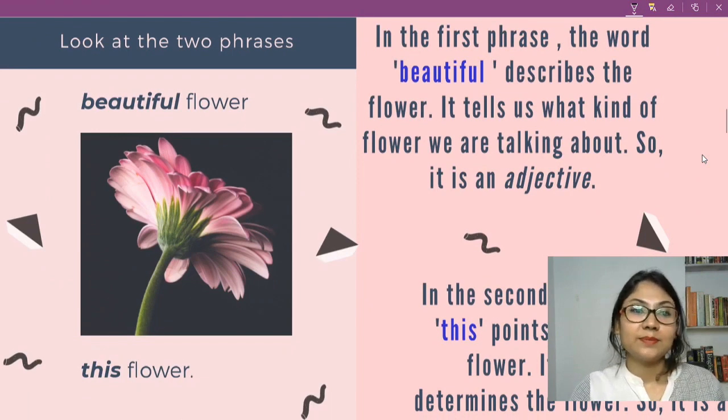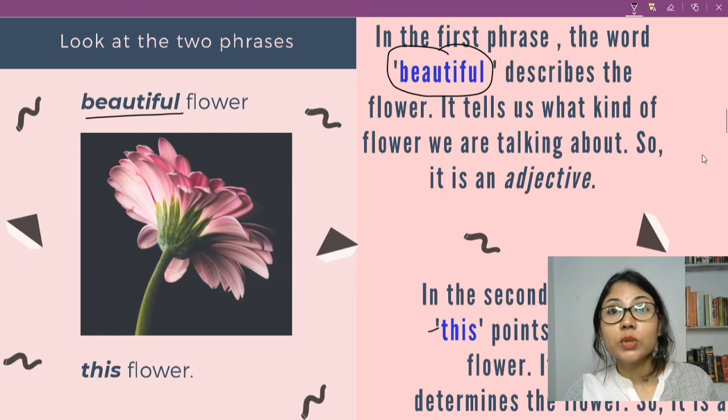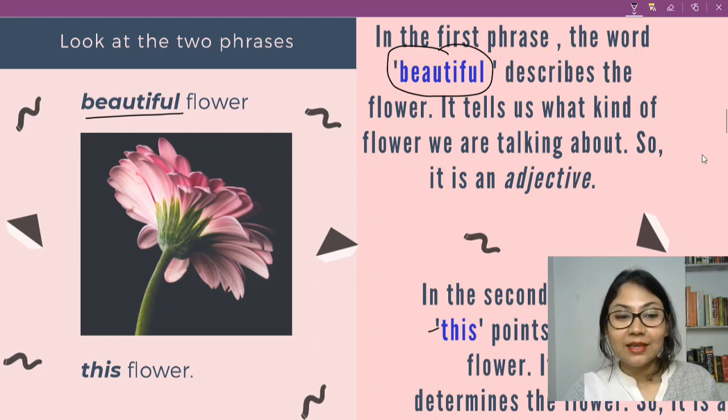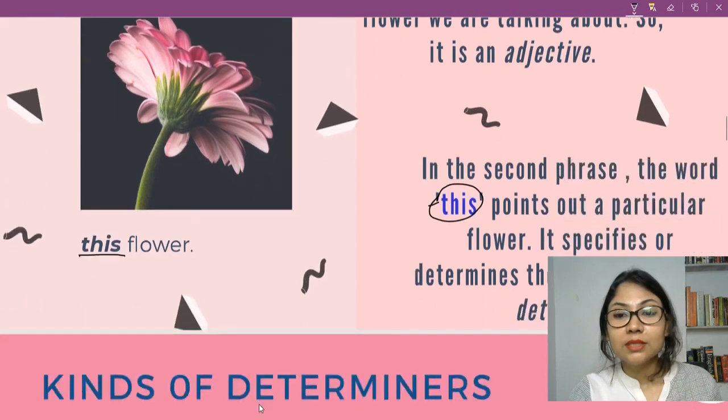Look at the two phrases. See, we have a beautiful flower over here. So, a beautiful flower. In the first phrase, the word beautiful describes the flower. It tells us what kind of flower we are talking about. So, it is an adjective. And here, in the second phrase, this flower, the word this points out a particular flower. It specifies or determines the flower. So it is a determiner.